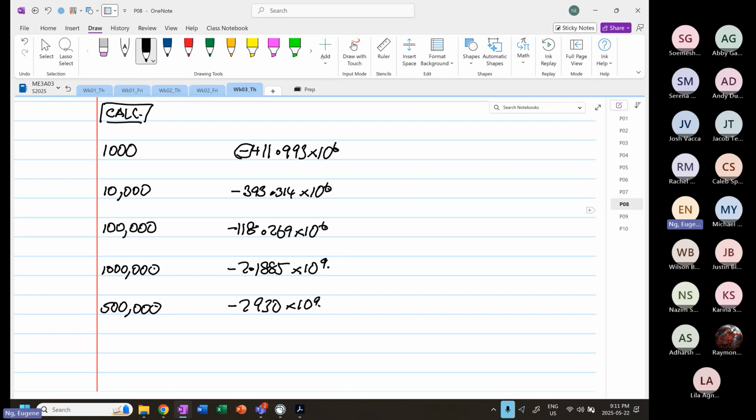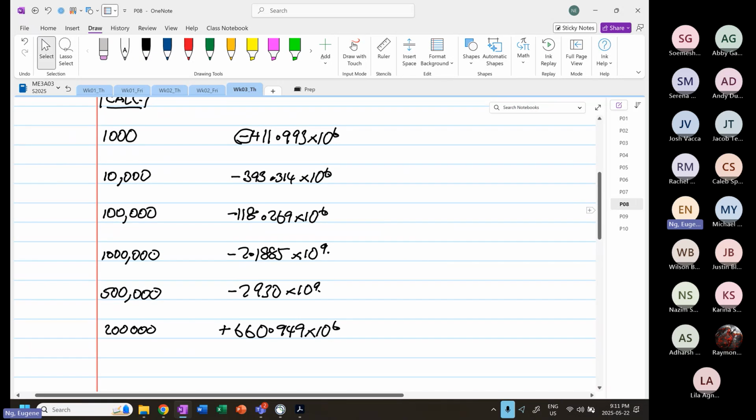Then I'm going to reduce to maybe I'll go 200,000. Okay, so I'm going to calculate CALC 200,000. Now I'm getting a smaller number. So now I'm getting positive now. I'm getting positive 660.949 times 10 to the power 6. Okay, so that is good news.